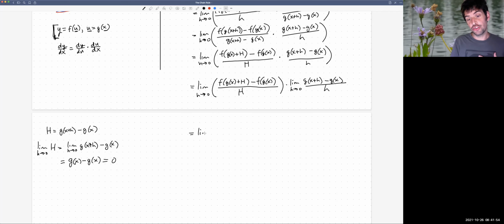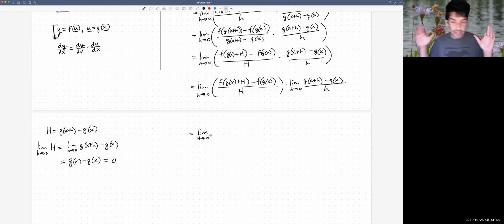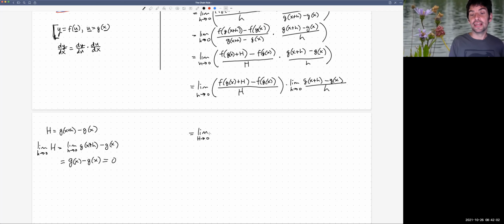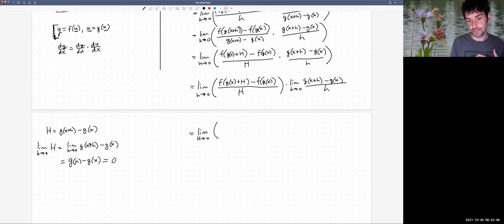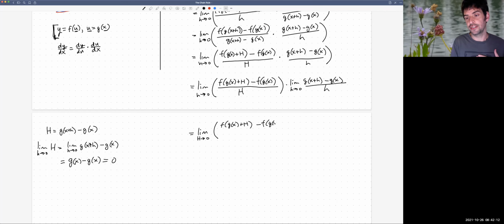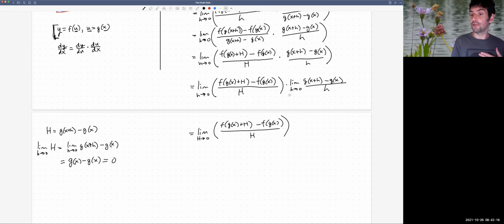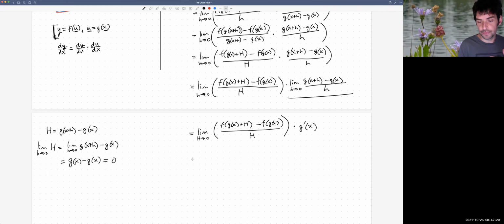And so I'm going to turn this limit, because it's equivalent, right? This is a little bit hand-wavy, but it works out, that I'm taking the limit as big H goes to 0 of f of g of x plus H minus f of g of x all over big H. And remember, this piece we already said is g prime of x.